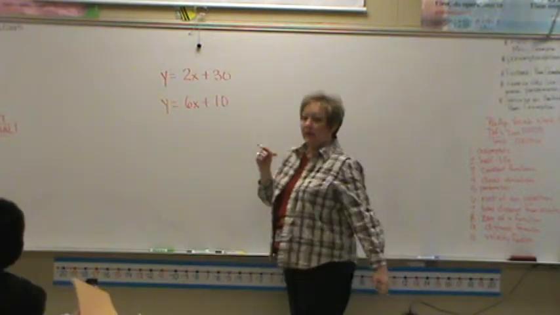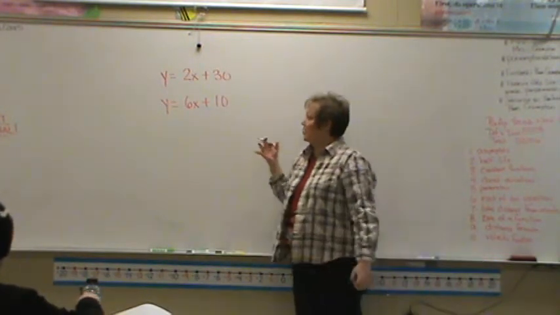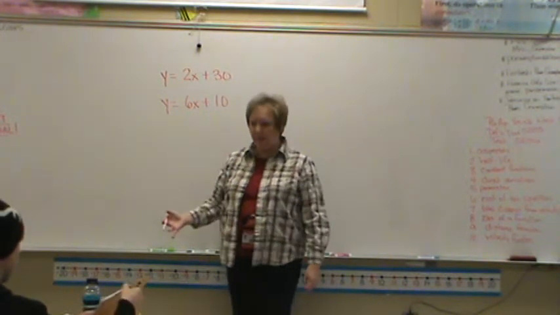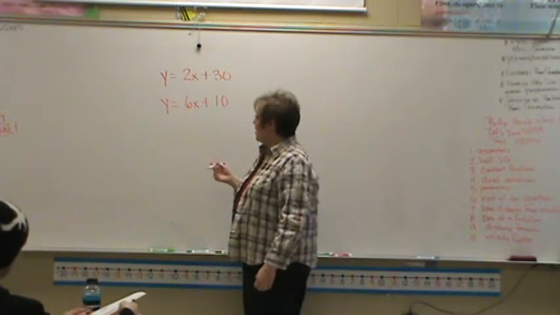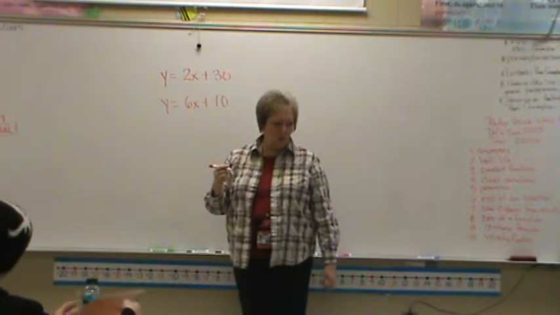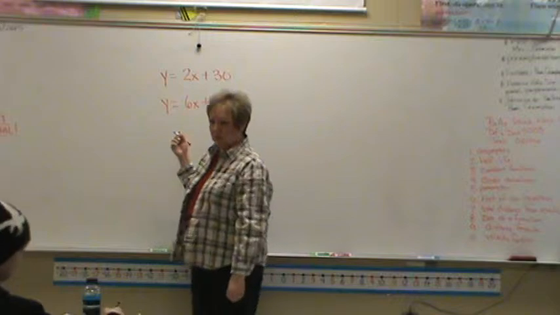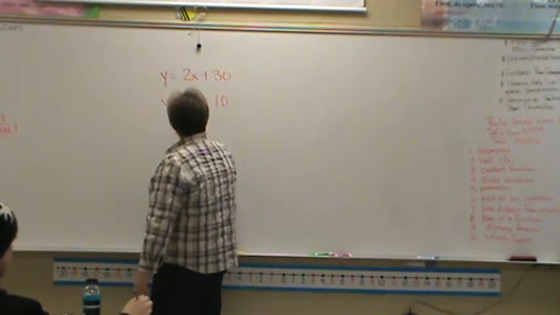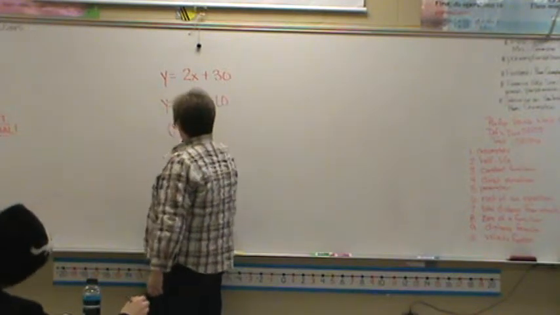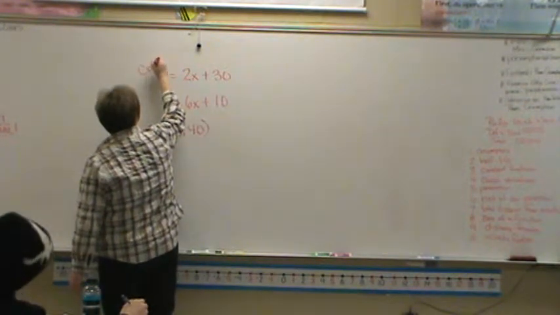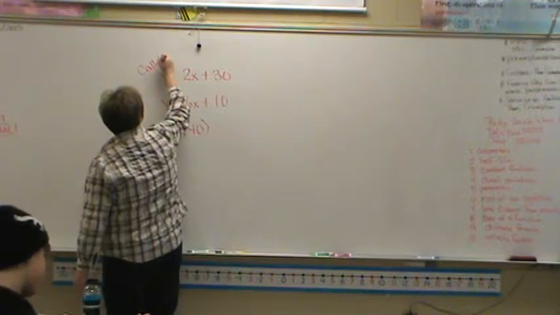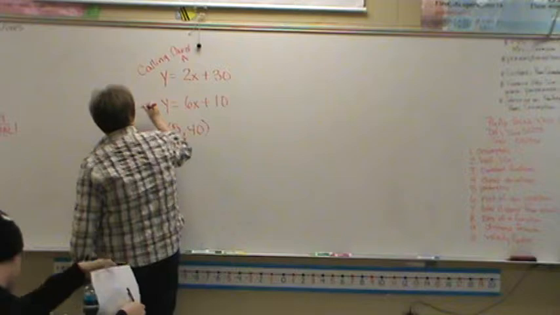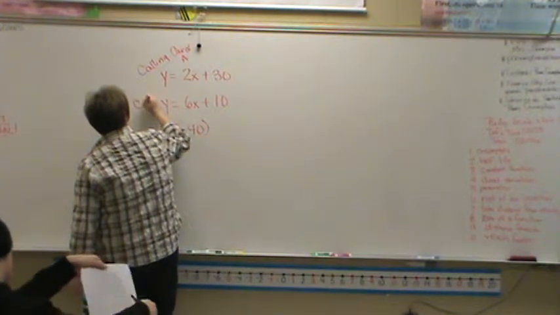Okay. Now, what we did yesterday is we put these into our graphing calculators and we solved them by graphing. What was the solution of this system of equations? 5, 40. Okay, and this was the equation for calling card A, and this was the equation for calling card B.